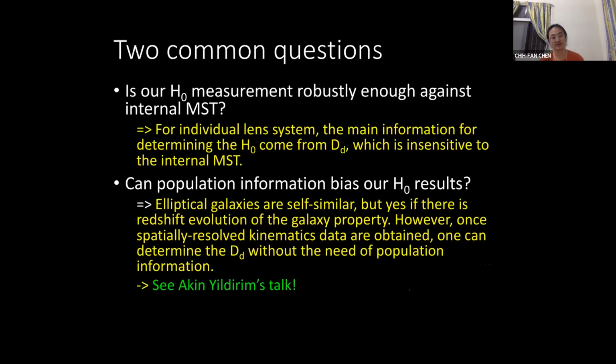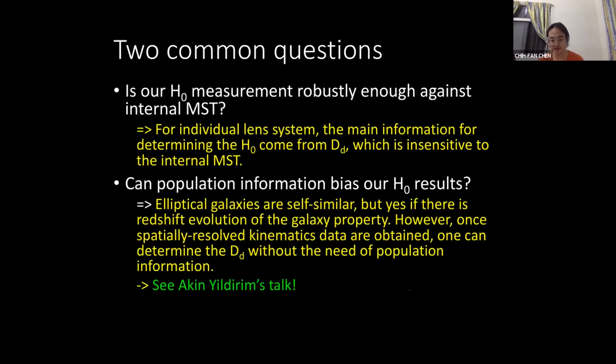So the two common questions I usually get are, first, is our H0 measurement robust enough against the internal mass-sheet transformation? My answer is that for individual lenses, the main information for determining H0 comes from Dd, which is insensitive to the internal mass-sheet transformation.